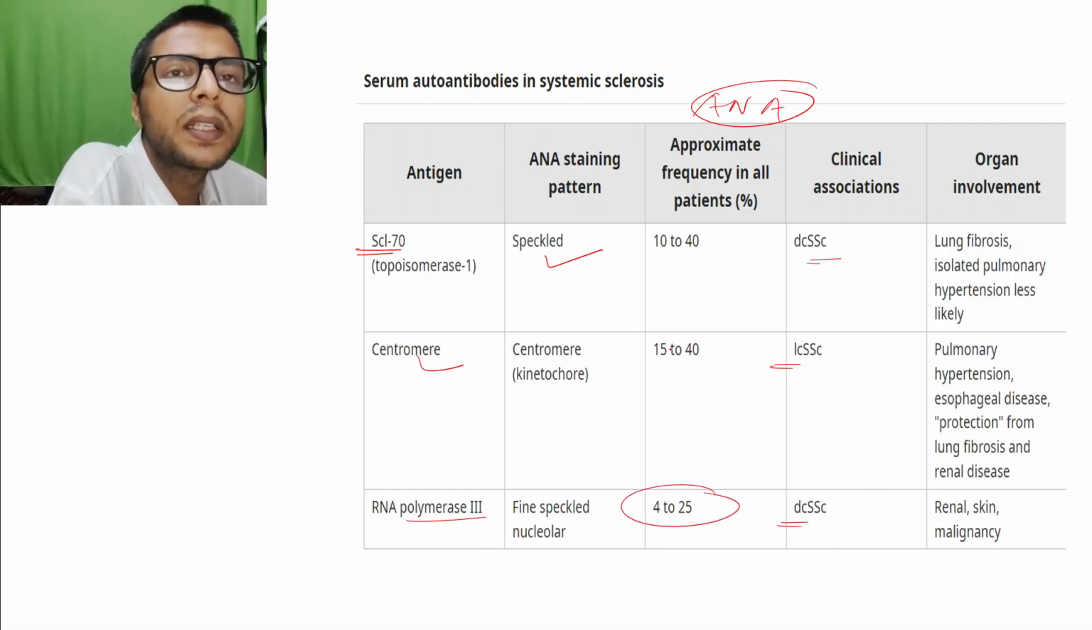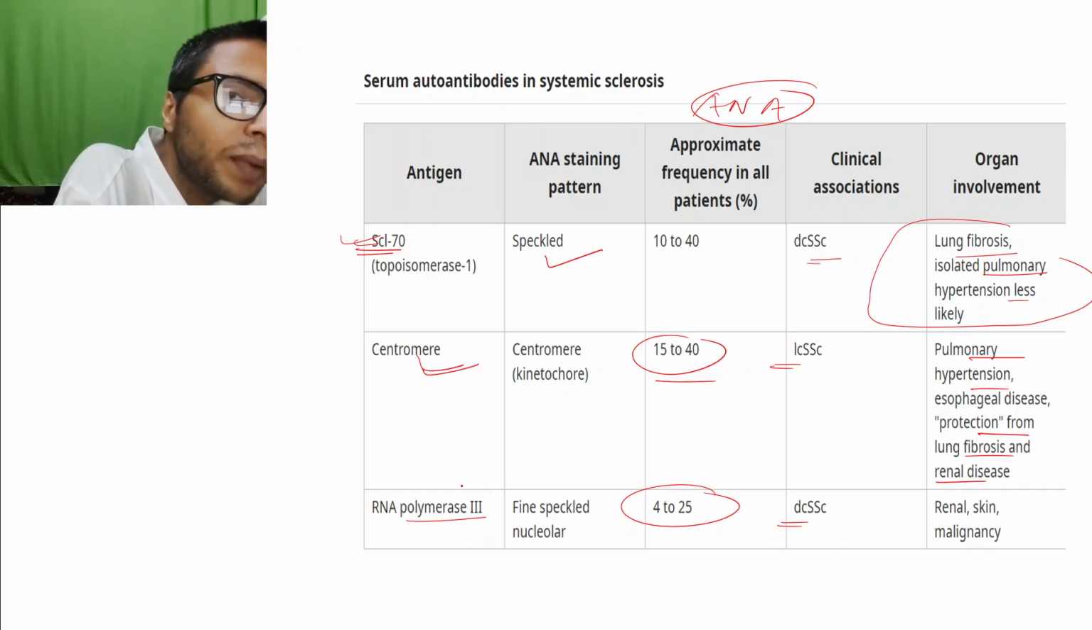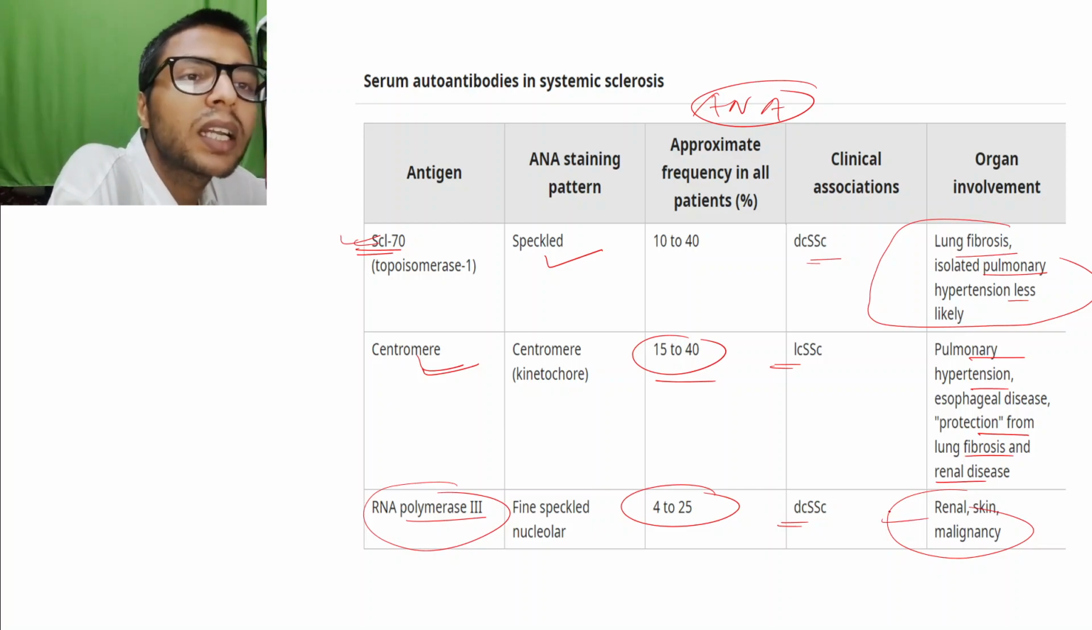You can see this is also the percentage of the patients in which these autoantibodies were found, and depending upon the autoantibodies there can be organ involvement. Like if lung fibrosis, isolated pulmonary hypertension, less likely. In this condition SCL70 is more likely, and pulmonary hypertension, esophageal disease, and there is protection from lung fibrosis and renal disease if centromere antibody is positive. Okay, and if RNA pol3 antibody, then you can see there is a high chance of renal disease and skin malignancy.